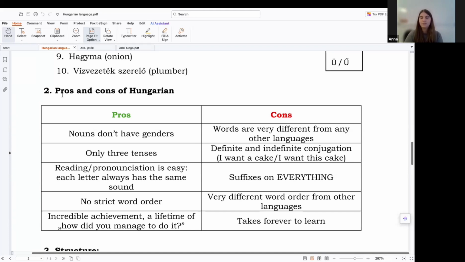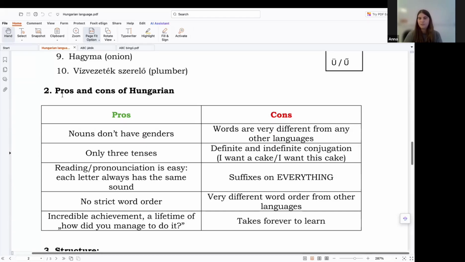So like French, Spanish, Italian, German, it's kind of difficult. I mean, it can be very difficult to get it right, which is like a der or a die or a das or something like that. Hungarian doesn't have this. Nouns will never have a gender. Okay, but the cons, on the other hand, is that the words are very different from any other language.